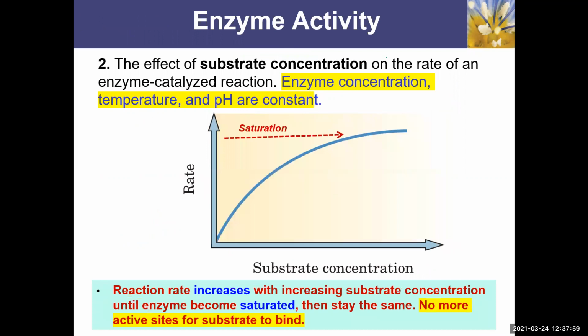But then let's do the second thing now. Let's keep the enzyme concentration constant. Let's increase the substrate concentration, and keep the temperature, pH, and enzyme everything constant. What do you think is going to happen if you simply increase the substrate concentration?